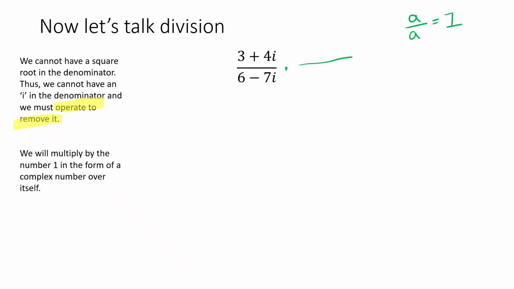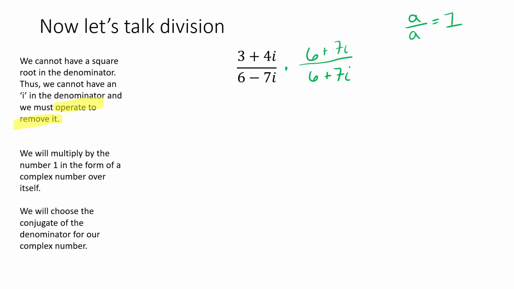Okay, so what is the thing? Well, we're going to choose the conjugate of the denominator for our complex number. Why am I doing that? Because as we just saw, if you multiply by the complex conjugate, you'll be left with a real number, which means you will no longer have an imaginary number. So in this problem, the conjugate of 6 minus 7i is 6 plus 7i, and I need to multiply by something over itself. Now we just have to go through and do that multiplication. I am going to do the scratch work for that off to the side.